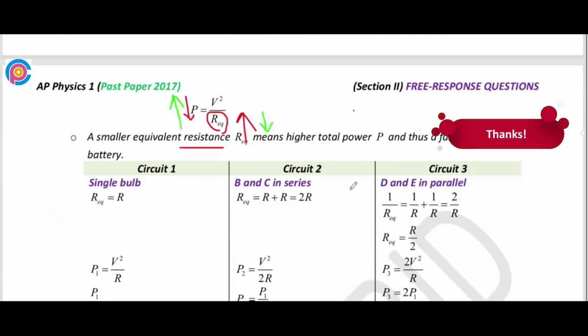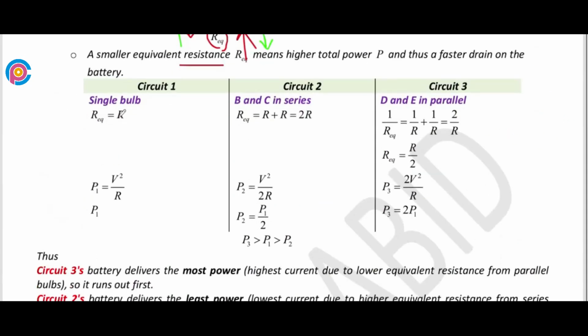Okay. We have the 3 circuits. In circuit 1 there is only one bulb, so only one resistance. So R equivalent is equal to R. So P1 is equal to V squared over R. That's P1, the power drawn from circuit 1.